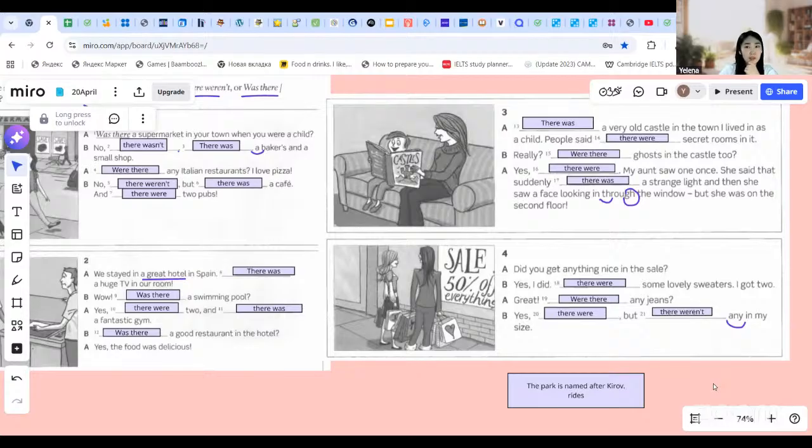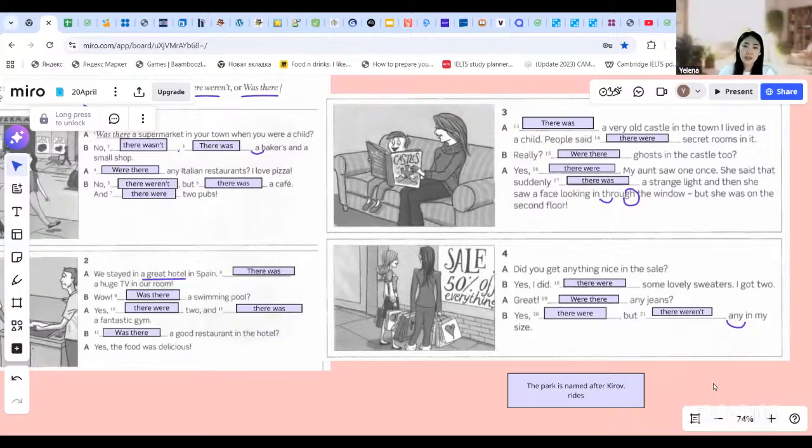And there were some gyms. And there were two football stadiums. Great. Okay, that's all.